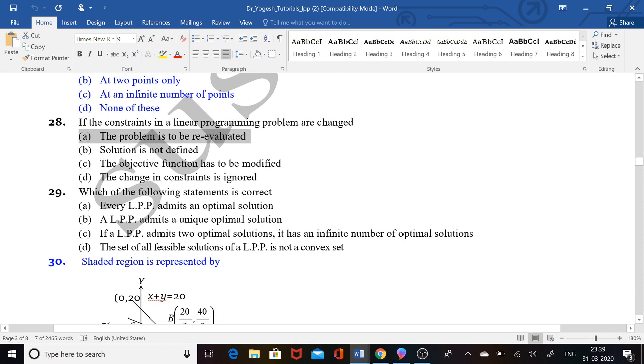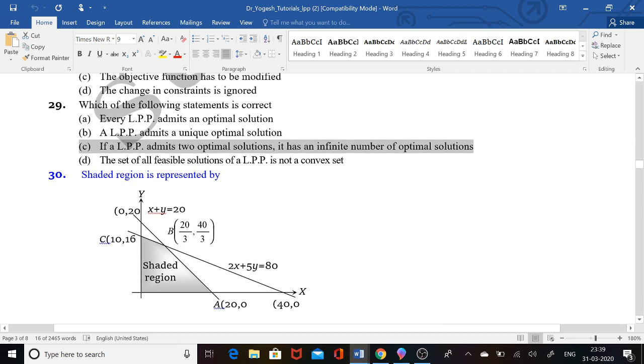Come to 29th one. Which of the following statements is correct? Every LPP admits an optimal solution. Incorrect. LPP admits a unique optimal solution. This is also incorrect. If an LPP admits two optimal solutions, it has an infinite number of optimal solutions. This is correct. So the set of feasible solutions of LPP is a convex set. For 29th one, your option C is correct. This is quite important for your CT as well as JEE also. 29th one, C.